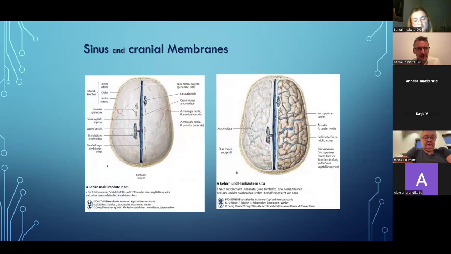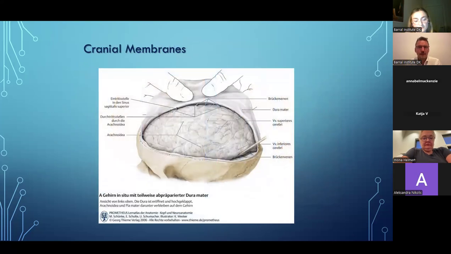So here's another image of the sagittal sinus, and you can see the dura mater on the left image and the deeper layer in towards the brain on the right. Here's an image of lifting up that cranial dura, so you can have an imagine of the swim hat.